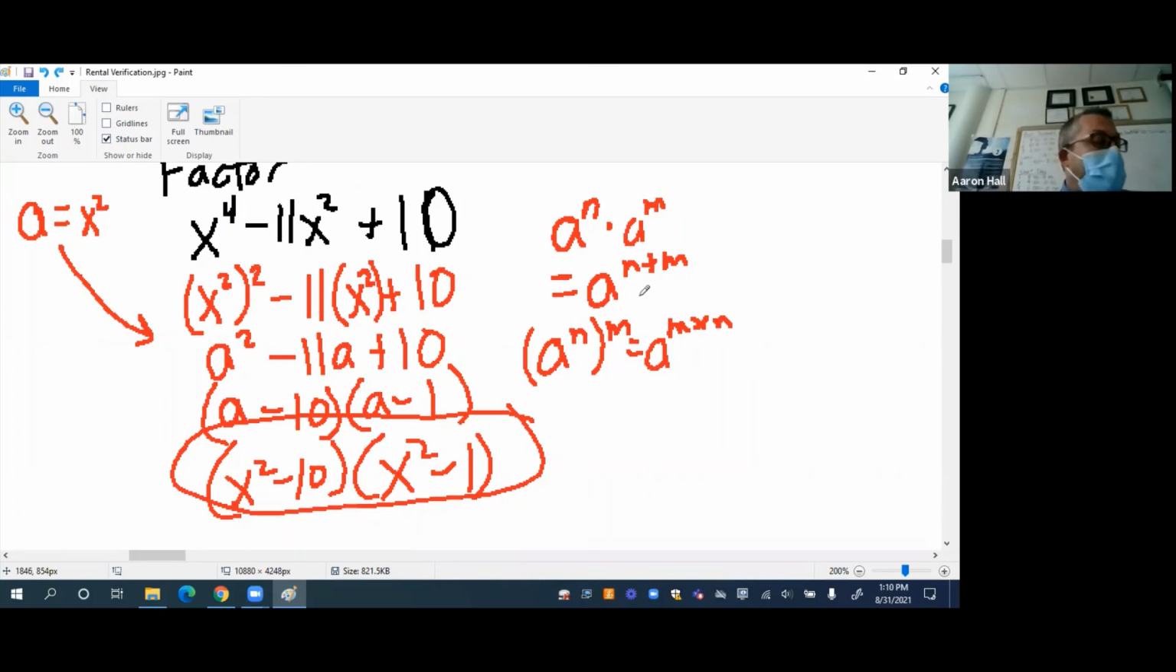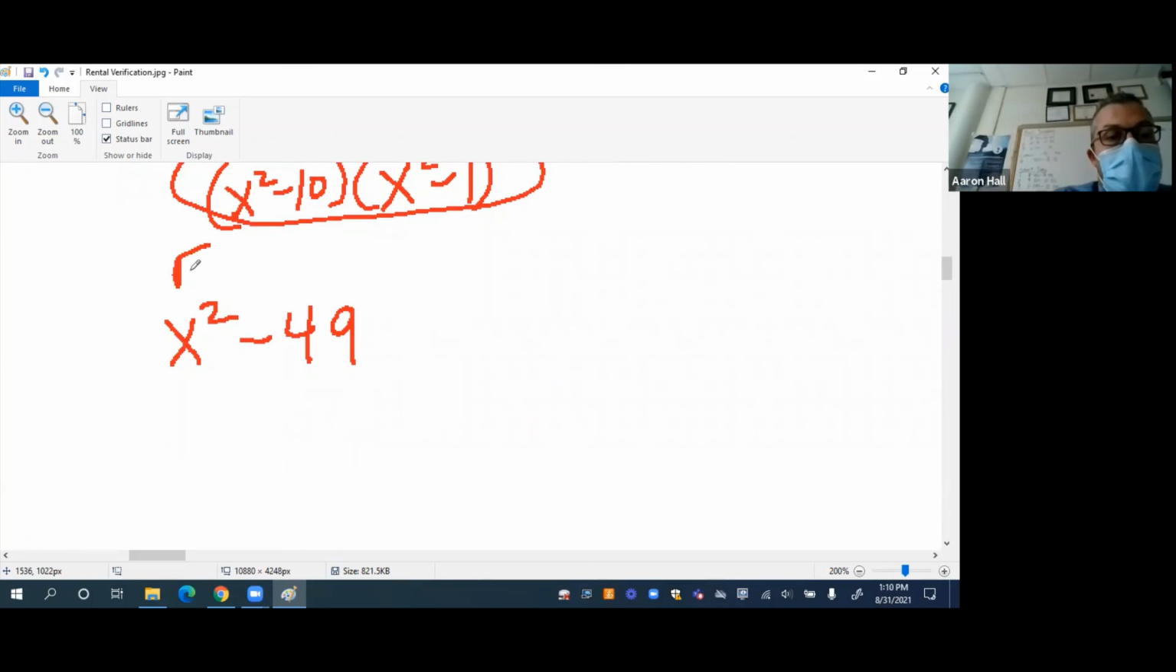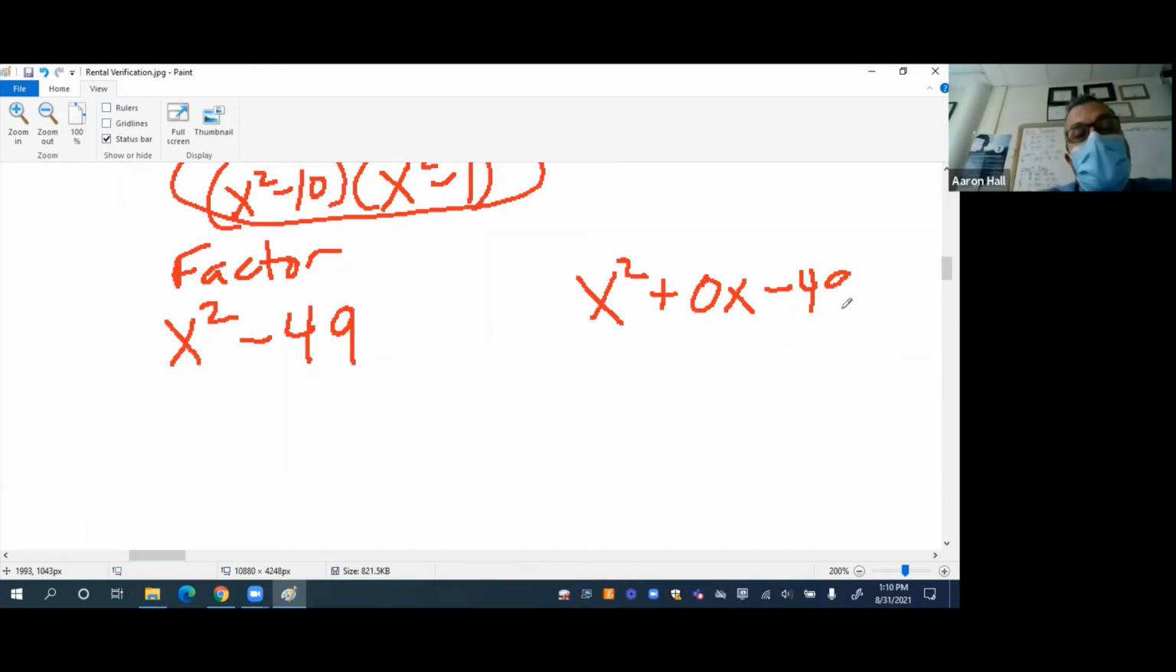Okay, so this is the last idea, and I wish we had more time to do some more examples like this, but we are running out of time, and I do have one more idea. What if I have something like this? I have x squared minus 49. Is this factorable? Yes. If it's helpful, you could rewrite this as x squared plus 0x minus 49.